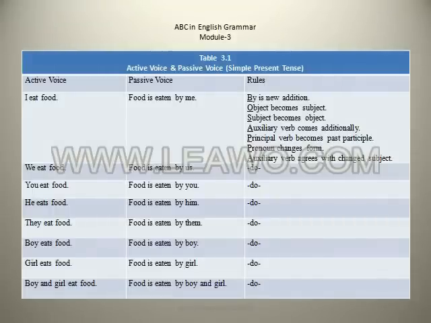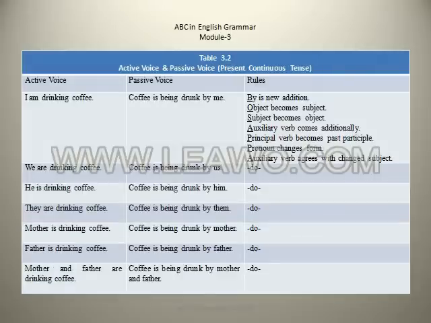Table 3.1. How to convert active voice of simple present tense into passive voice is shown in this. Table 3.2. How to convert active voice in present continuous tense into passive voice is shown in this.